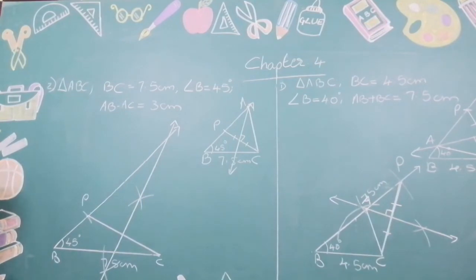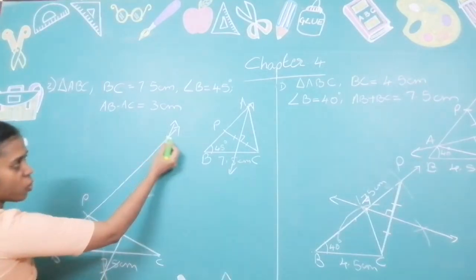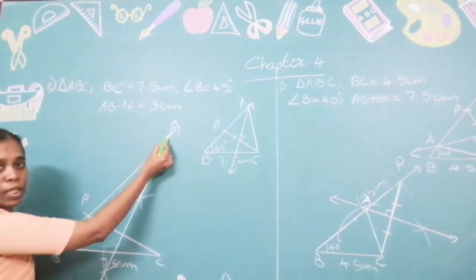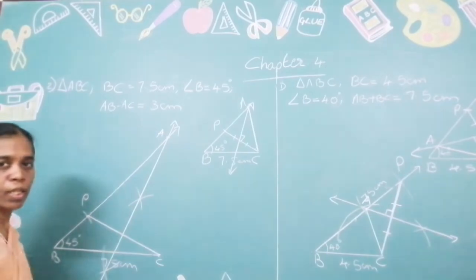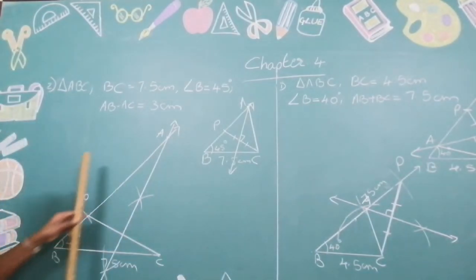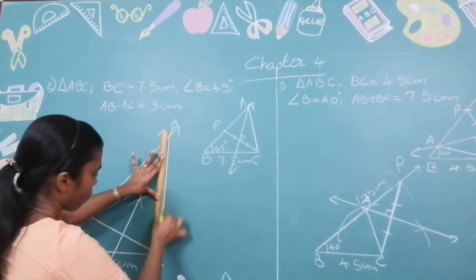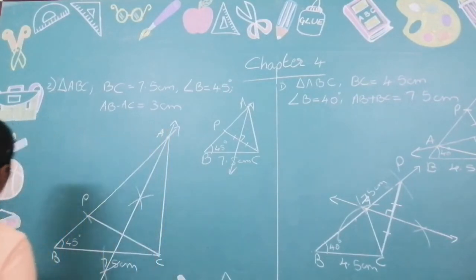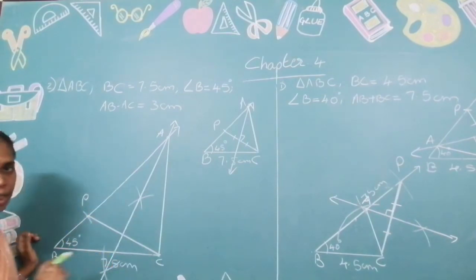Can you see where the perpendicular bisector has intersected? It is over here. So wherever it is intersecting the ray, that is the third point of the triangle. That is A. So join from A to C. So this is triangle ABC.